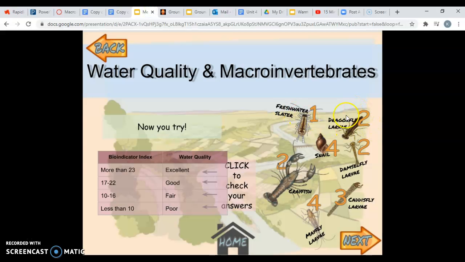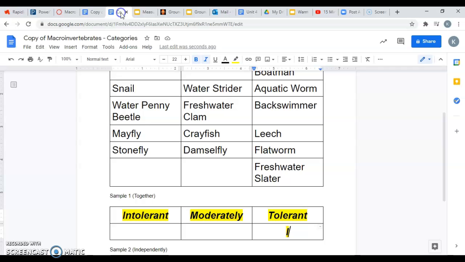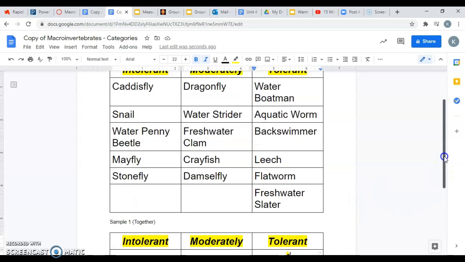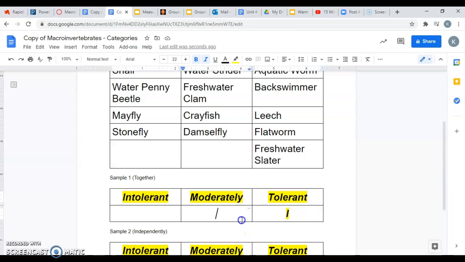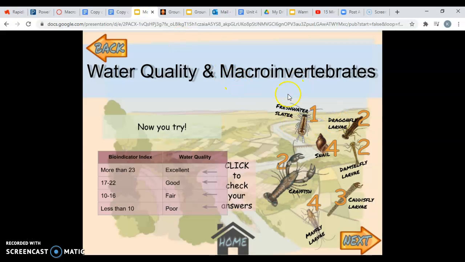Next, I have a dragonfly. My dragonfly is going to be, I think, in the moderate category. Yep, dragonflies are moderate, so I'm just going to put a tally in the moderate category. And again, we're counting how many different types, not how many of each organism. They don't have multiples in these samples, but we do these calculations based on the type of different organisms, not the actual numbers of individuals.